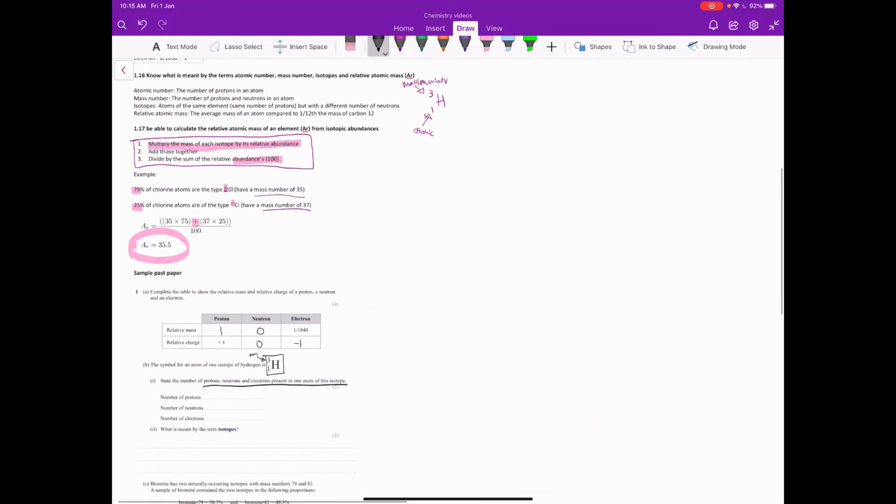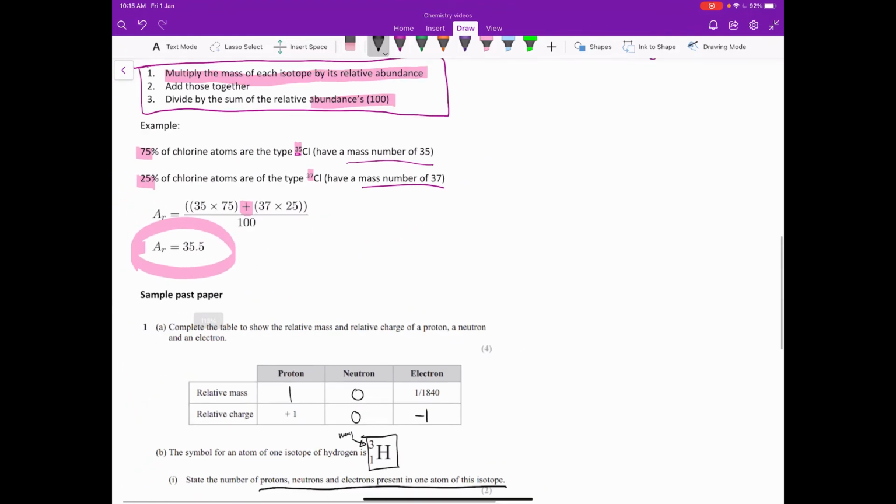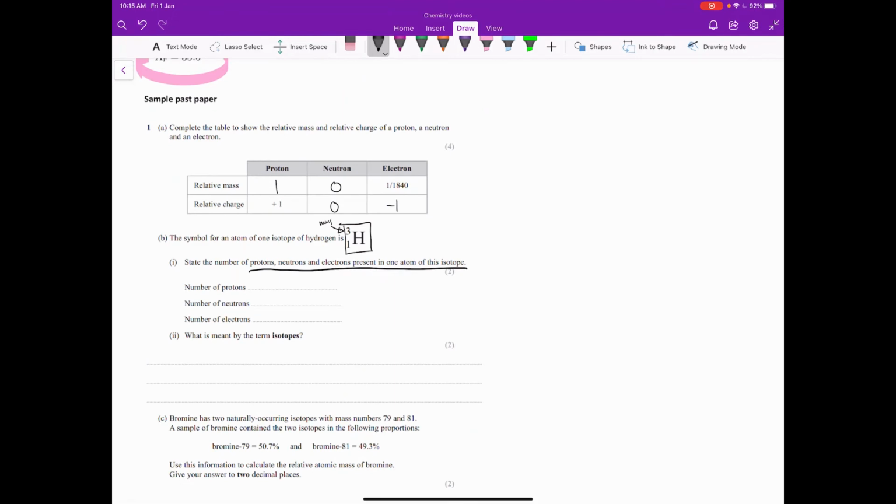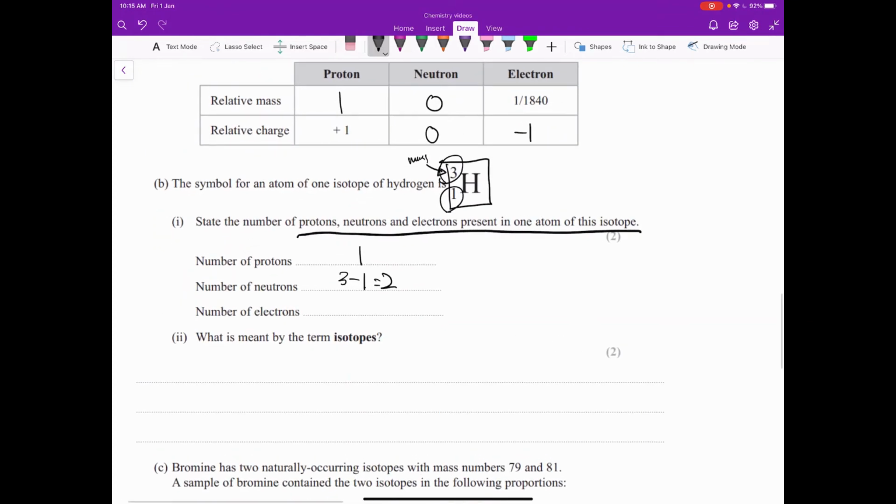State the number of protons, neutrons, and electrons present in one atom of this isotope. As I said before, this would be the atomic number, the number of protons, which is 1. The number of neutrons is the mass number 3 minus the protons 1, which is 2. The number of electrons would be 1, as it's neutral. There's no positive, there's no negative, hence it's neutral.